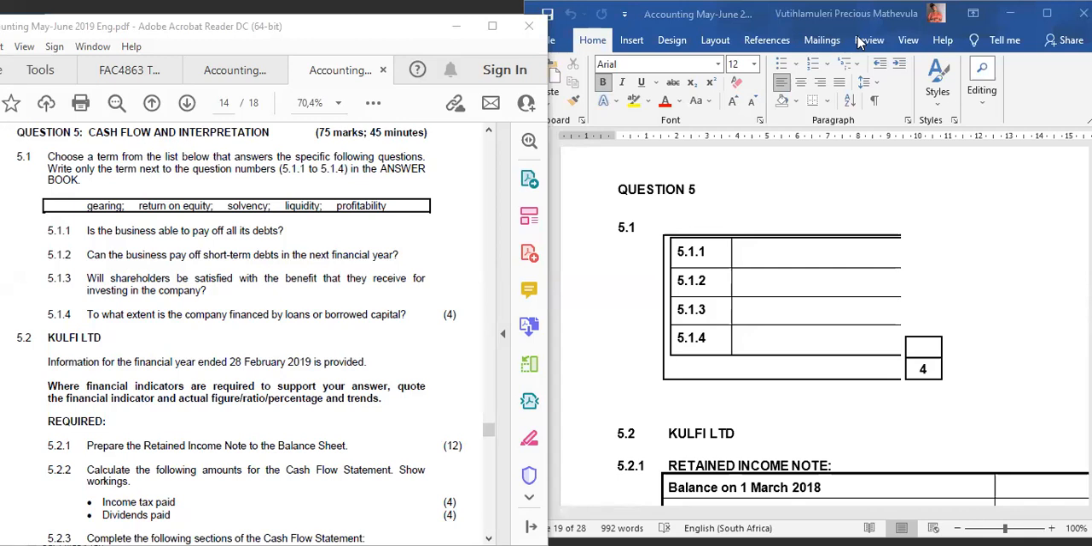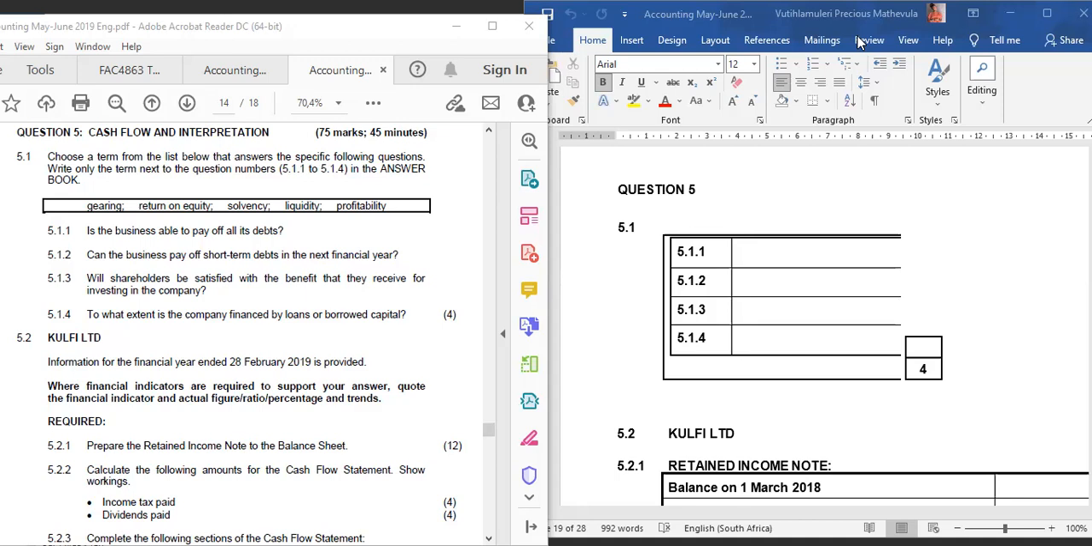Choose a term from the list below that answers the specific following questions. Write only the term next to the question numbers 5.1.1.1 to 5.1.5 in the answer book. There's gearing, return on equity, solvency, liquidity, and profitability. 5.1.1: is the business able to pay off all its debts?